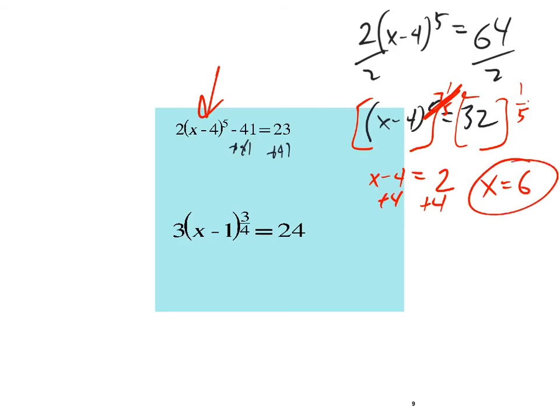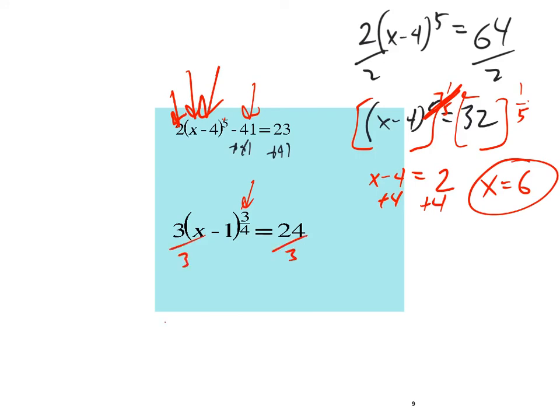Could put 6 back in there. If I put 6 back into here, 6 minus 4 is 2. 2 to the 5th is 32. 32 times 2 is 64. 64 minus 41 is 23. So yeah, that works.